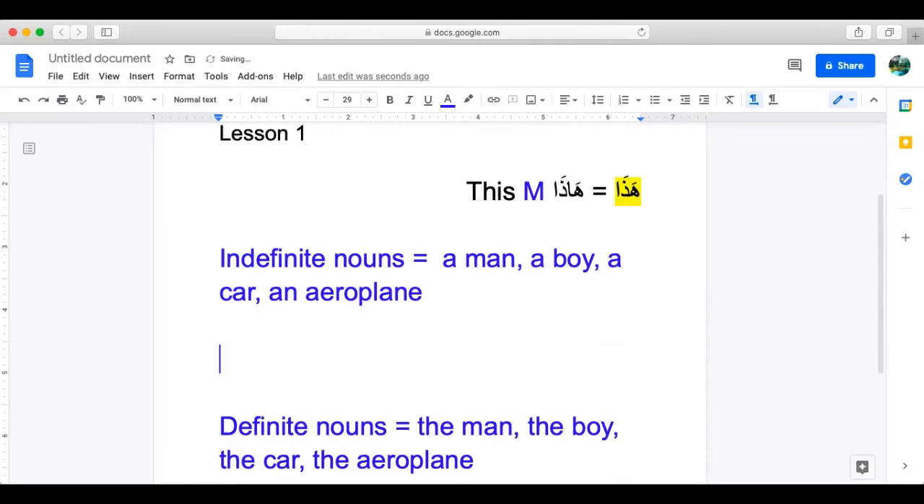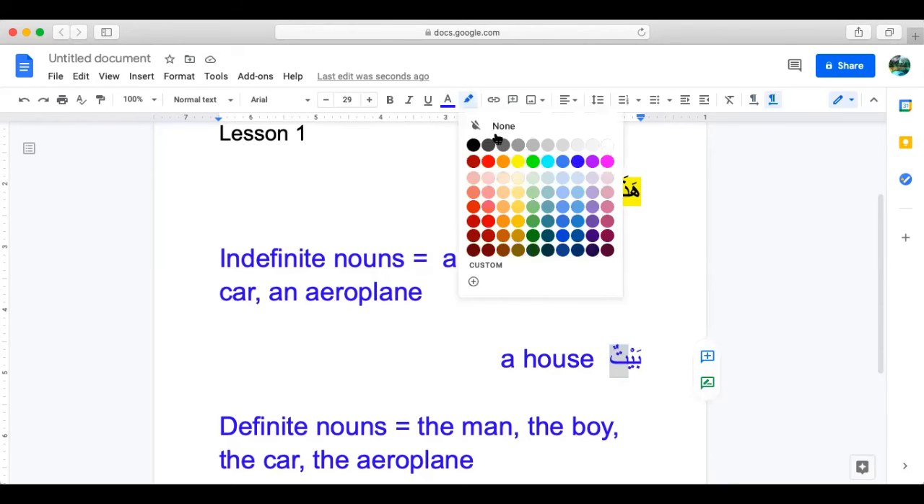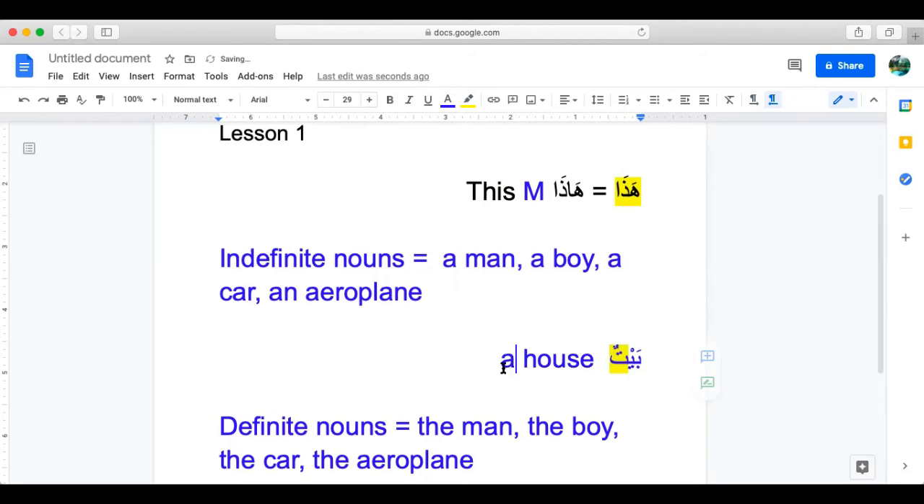But how do we show that in Arabic? So in Arabic, for example, we come across the first word, baytun. What does it mean? It means a house. This is indefinite. Why? What's the sign? The two vowels at the end. These two dhammas here. That's the sign that it is indefinite.